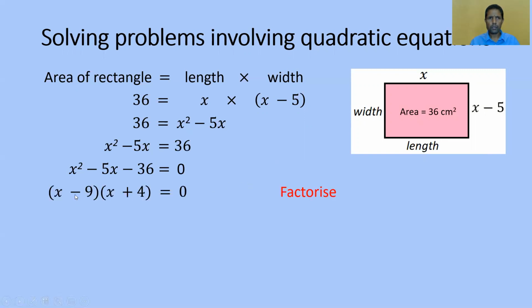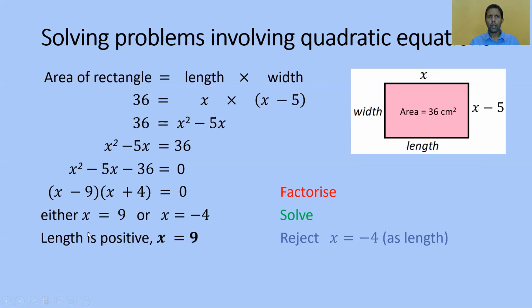So we factorize the left-hand side to obtain x minus 9 into x plus 4 equals 0. So we solve, we obtain x is equal to 9 or x is equal to negative 4. Now, length cannot be negative, so the length is 9. So therefore, x is equal to 9. So we reject x is equal to negative 4 as length cannot be negative 4.